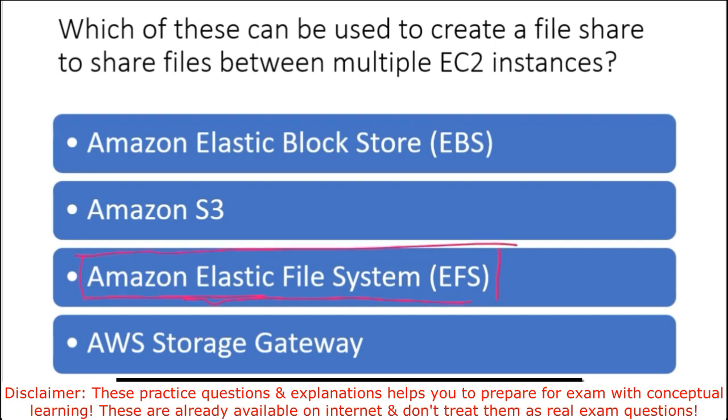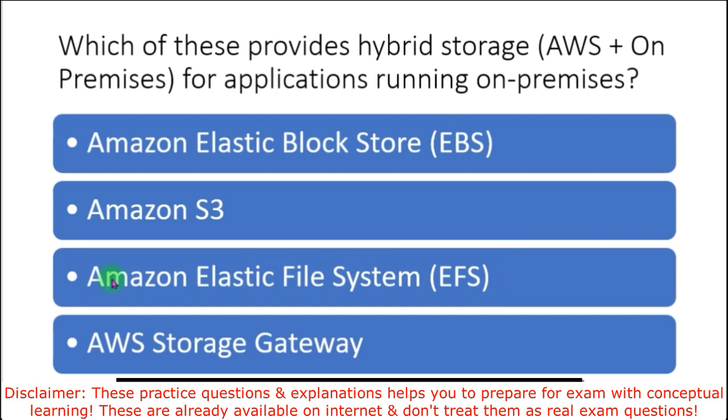Let's talk about the next question now without wasting time. In this question, they are asking which of these provides hybrid storage, AWS plus on-premises, that is your organization, for an application running on-premises. So as we already understood, it's the example of AWS Storage Gateway that provides hybrid cloud storage.